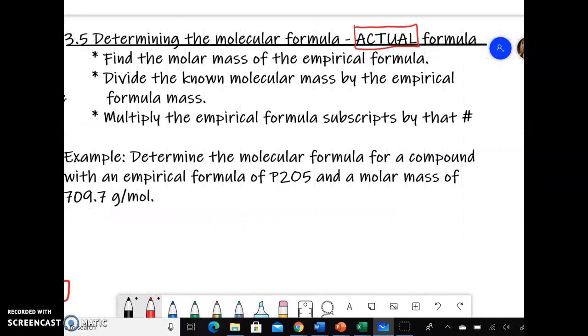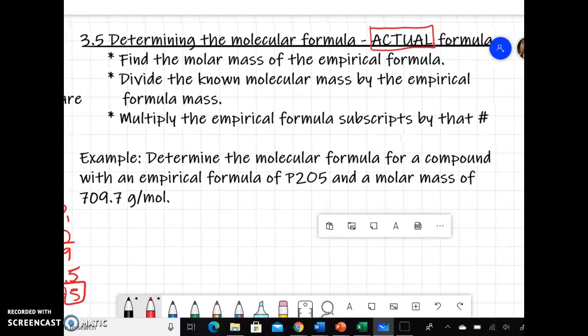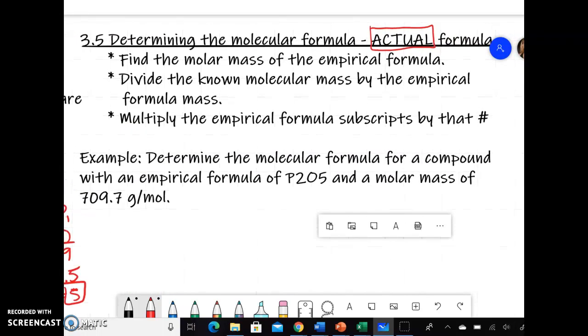So to find this, you need 2 pieces of information. You need the empirical formula. If you don't have it, that might be the first thing you have to calculate. So you might have to go through those steps that I just showed you to get the empirical formula. And you also need to know the known molecular mass, which will be given to you in the question. So the first thing you're going to do is to find the mass of the empirical.